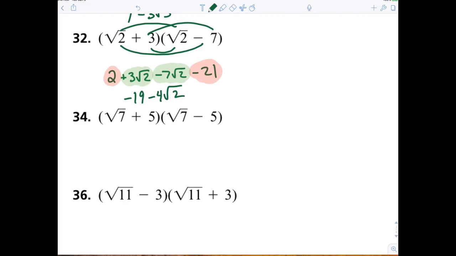Square root of 7 times square root of 7. What happens? They cancel. So it's just 7 times square root of 7. So 7 times 7 is 49. Yay, that's correct.